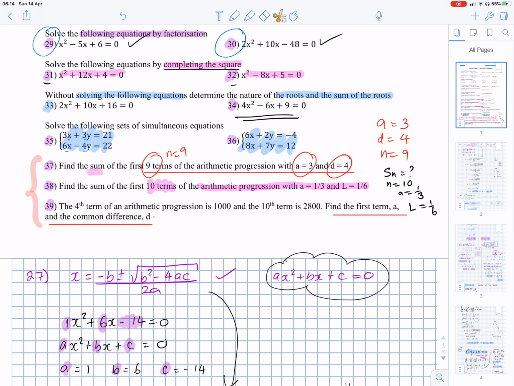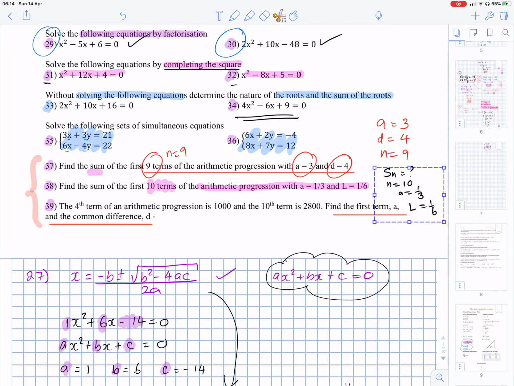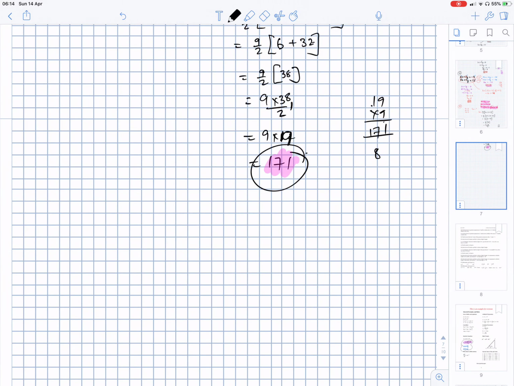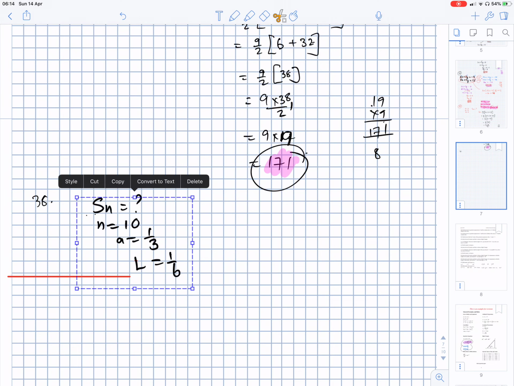Right, that's good because we've got different sets of numbers. Copy that, and it's number 38. Okay, paste it here. So we're looking for Sn.